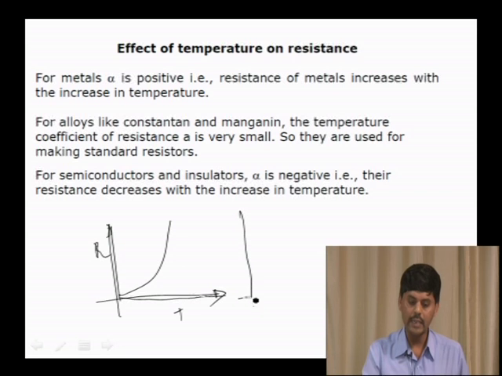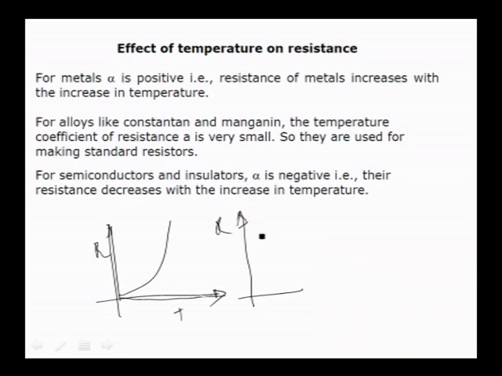Similarly, in case of alloys also, we have the same parameter, that is temperature T, and we get a curve like this. Here also, as temperature increases, resistance also increases, but the variation of resistance is very small. In case of semiconductor, this is the resistance and this is the temperature. When temperature increases, resistance decreases. This is inverse, and these two are direct.